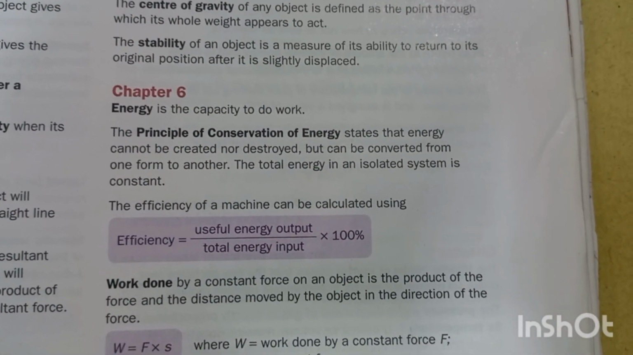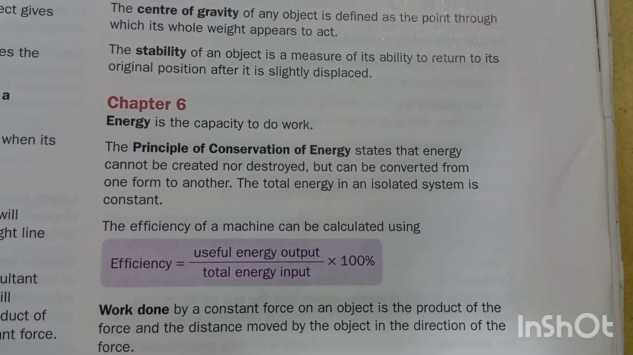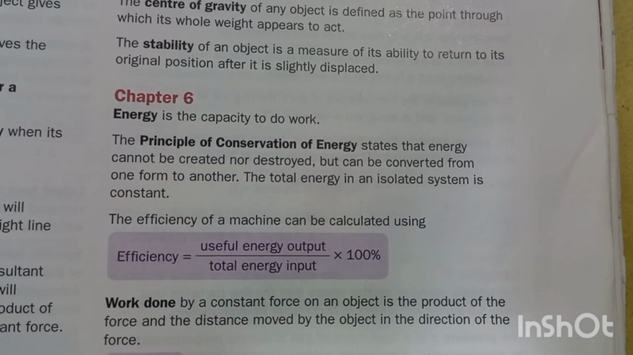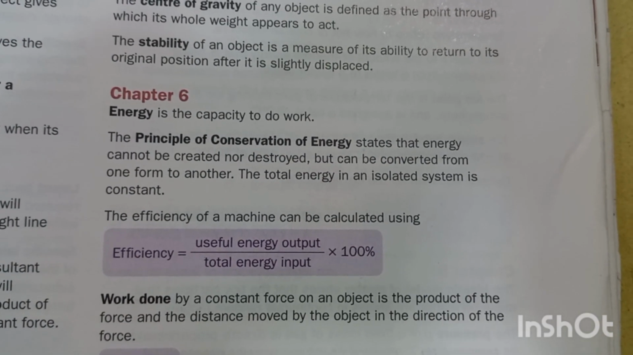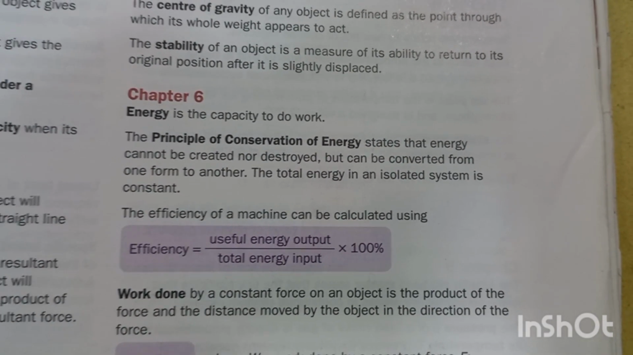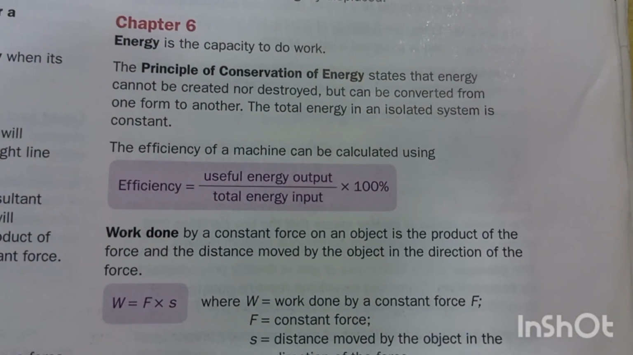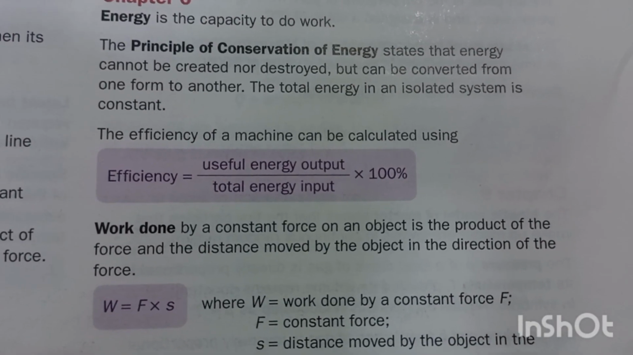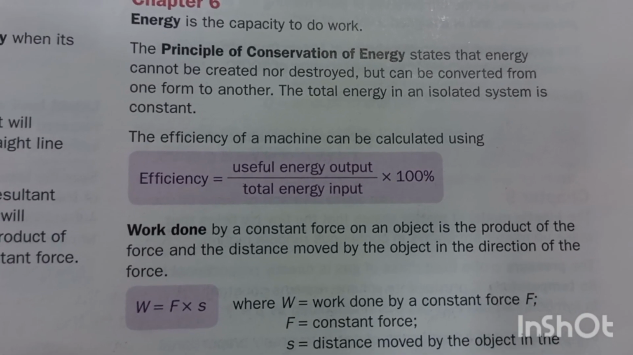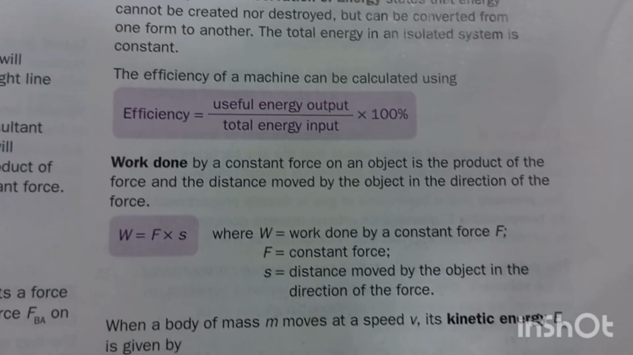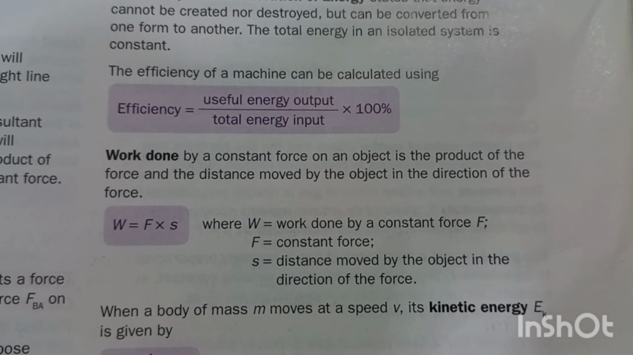The principle of conservation of energy states that energy cannot be created nor destroyed, but can be converted from one form to another. The total energy in an isolated system is constant. The efficiency of a machine can be calculated using the formula: efficiency equals useful energy output divided by the total energy input, multiplied by 100.